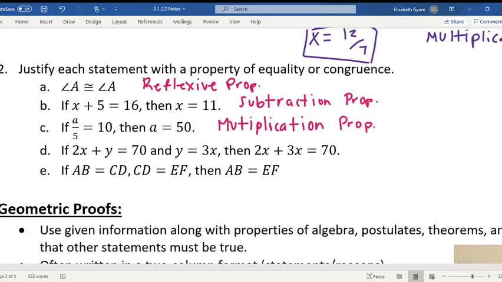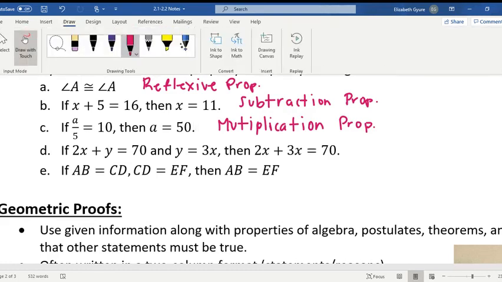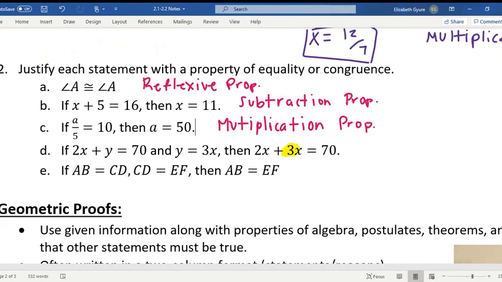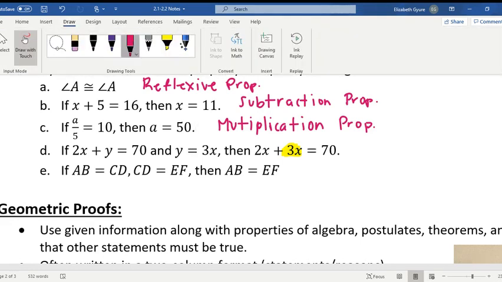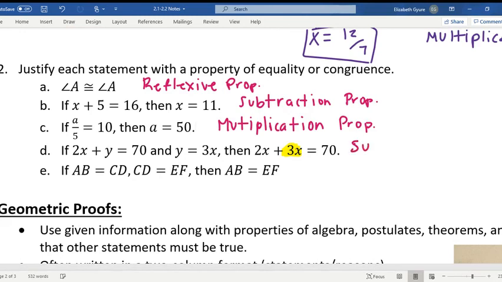Part D, if 2x plus y equals 70 and y equals 3x, then 2x plus 3x equals 70. Well, you were given 2 different things to start with in your hypothesis: 2x plus y equals 70 and y equals 3x. And if you notice in the second part of our statement here, we no longer have y, we have 3x, which means y was replaced with 3x, or it was substituted in. So this is the substitution property.